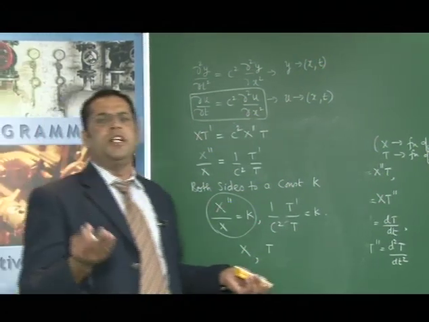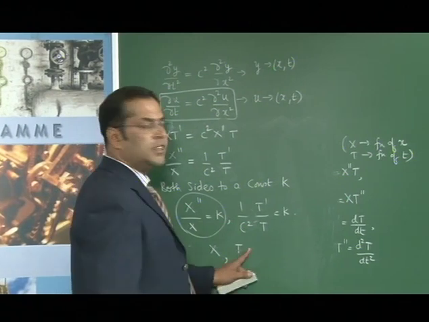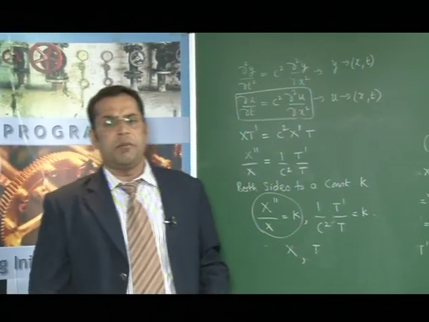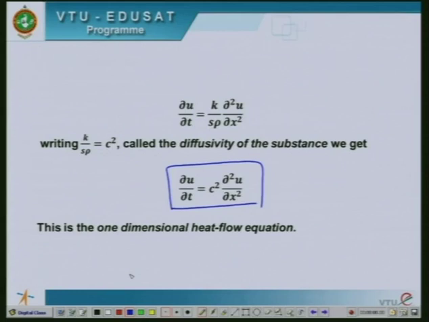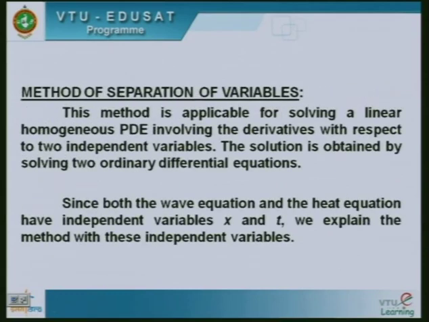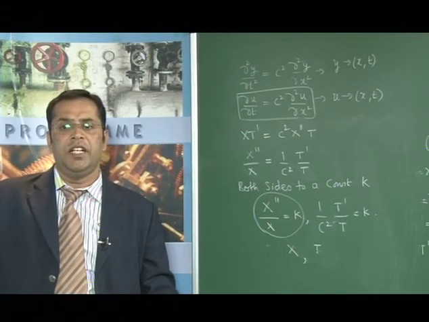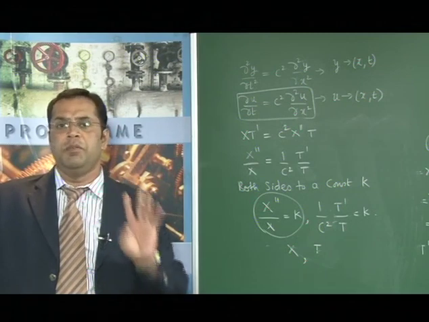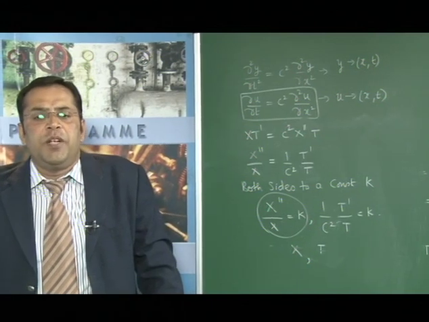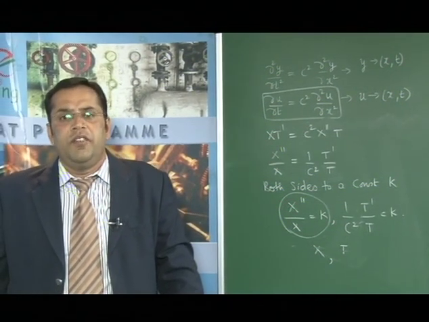Once you get capital X and capital T individually, what remains is to substitute this in the assumed solution u equal to capital X into capital T, which will give you the solution to the given PDE. Now, these steps are explained in this slide. So, the method of separation of variables is applicable for solving a linear homogeneous PDE involving the derivatives with respect to two independent variables. It cannot be extended to more than two independent variables. The solution is obtained by solving two ordinary differential equations.